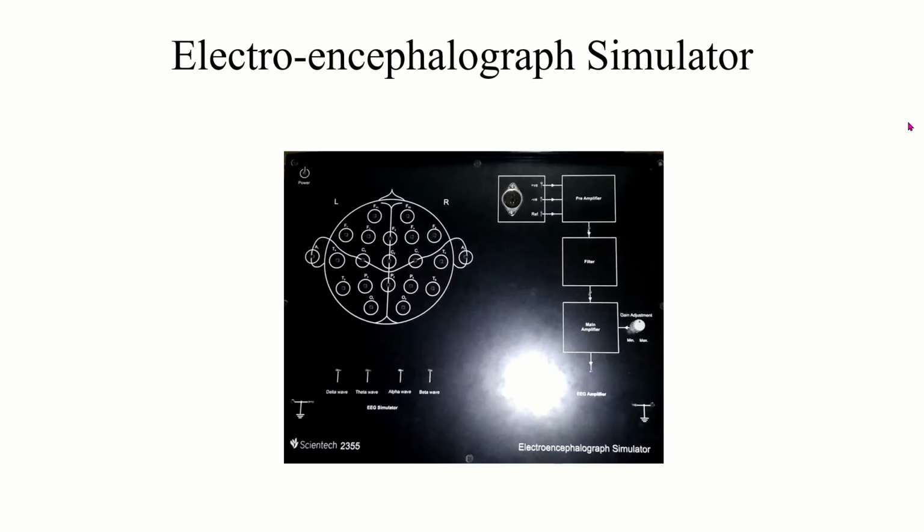Looking into the panel, it comprises the scalp electrodes shown on the left side, and on the right side are the processing blocks. The signals will be picked from the electrodes on the scalp and sent through the probe to the pre-amplifier, where the signal will be amplified first. In the next step the filtering will take place, followed by the main amplifier, where the signals would be increased in amplitude, and this main amplifier is controlled by a gain adjustment.